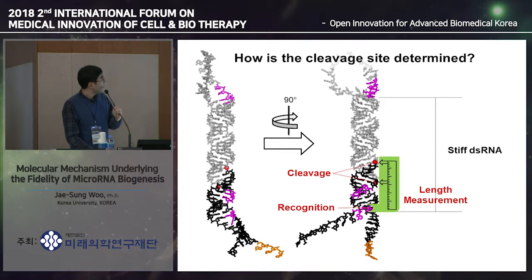One could easily imagine that, because the double-strand RNA is stiff, the microprocessor probably recognizes some motif and measures the distance to find the cleavage site.